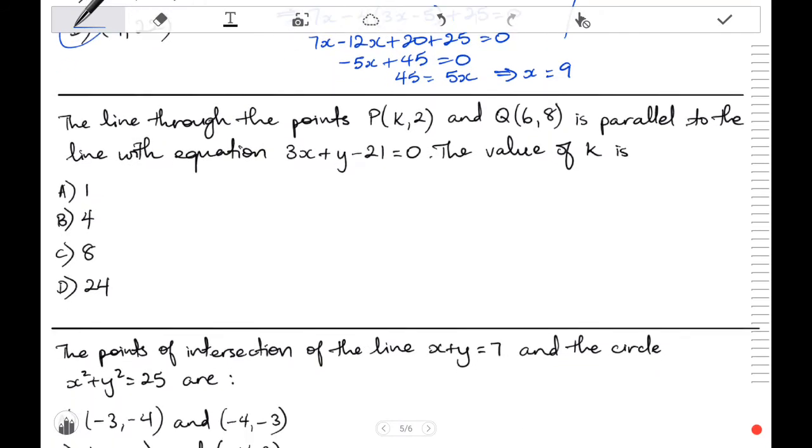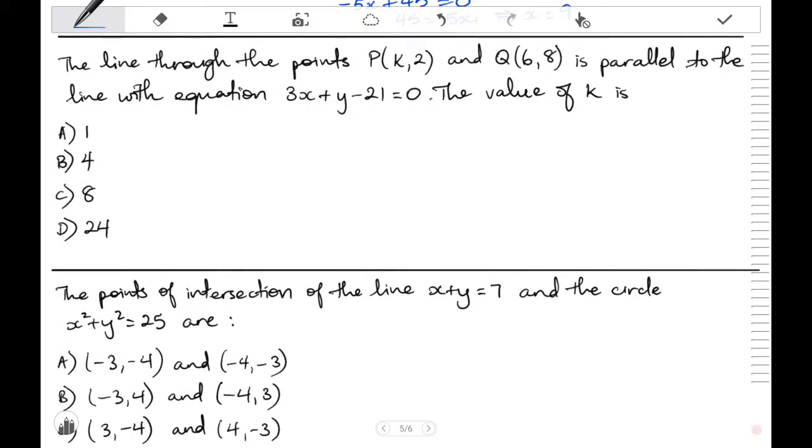Alright, moving on quickly. The line through the points P and Q is parallel to the line with equation 3x plus y minus 21 equals 0. The value of k is. Now k is the x coordinate of the point P. Now let's look at crucial words here. The line passing through these points is parallel to this line here.